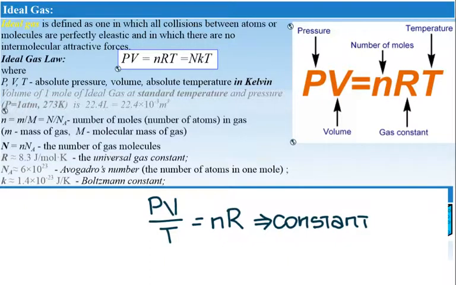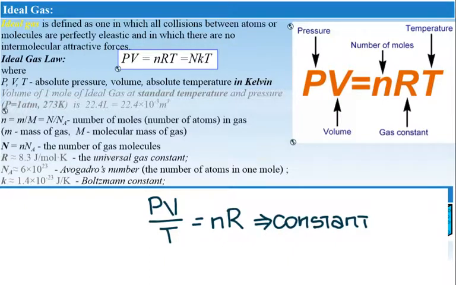Sometimes this law is called Boyle's law, and the same law was also stated by Charles, and sometimes they call this law the combined gas law, but the universal name for it would be the ideal gas law. So PV is equal to nRT.